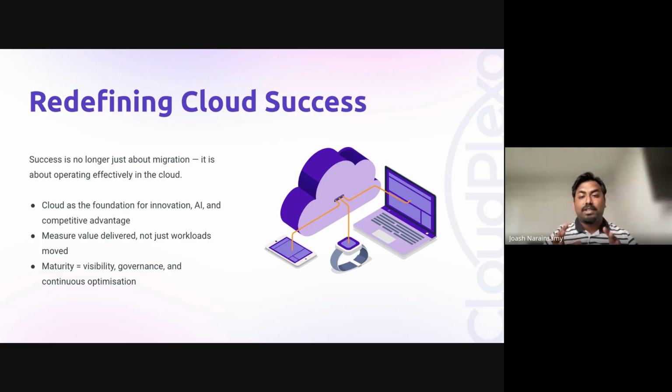When organizations first began moving to the cloud, success was often measured by one thing: did we migrate successfully? Today, the definition has changed. Success isn't simply about being in the cloud, it's about how effectively you operate once you're there. Cloud is not just infrastructure anymore. It's where businesses innovate, it's where customers interact with your services, it's where data is transformed into insights, it's where AI is changing the way we see things.